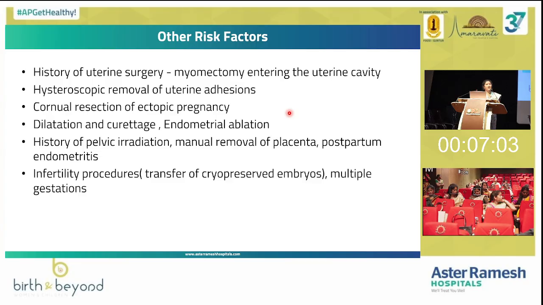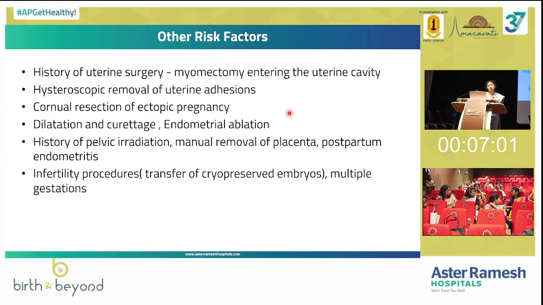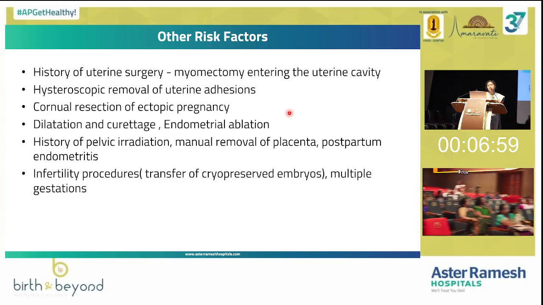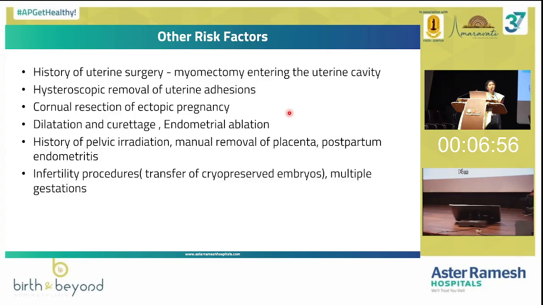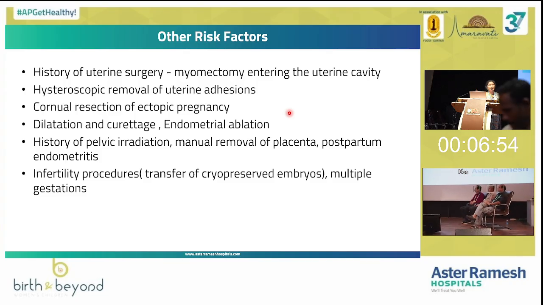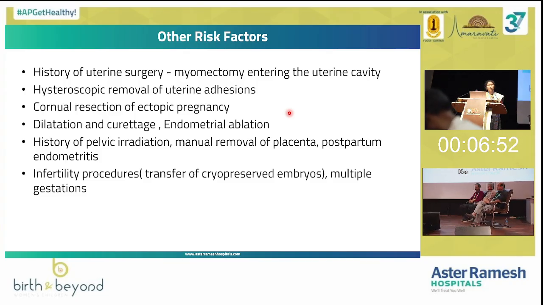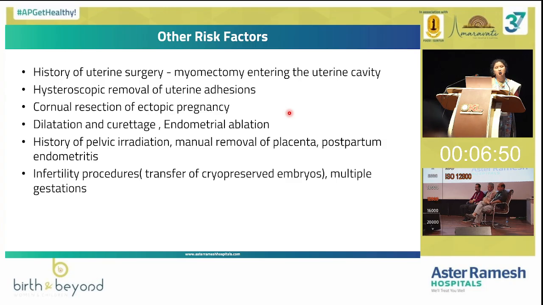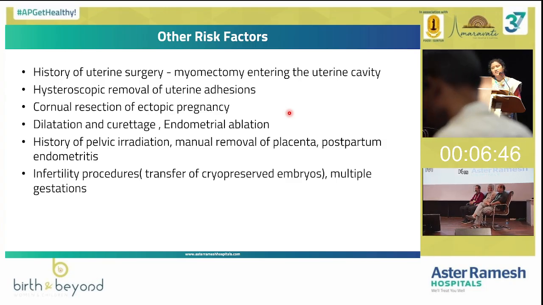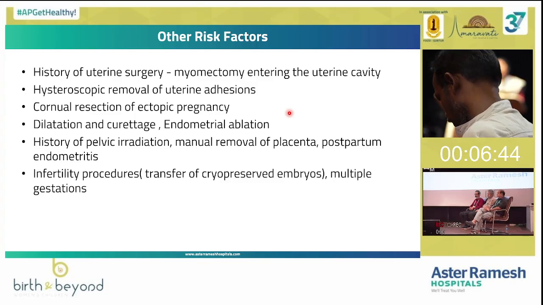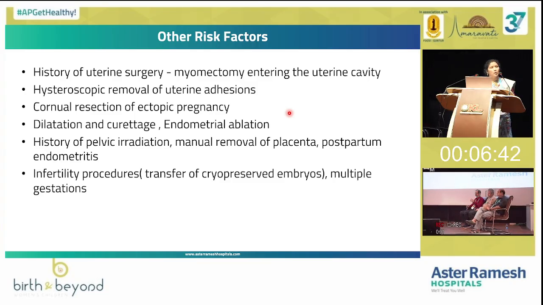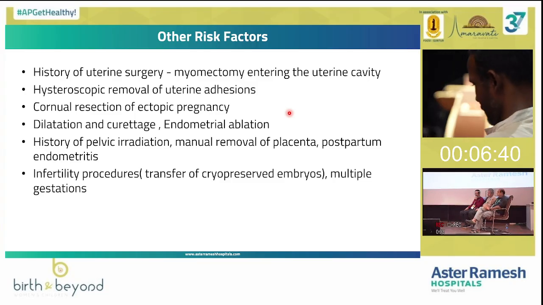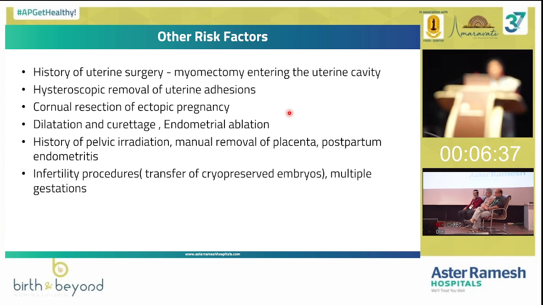Other risk factors, other than previous caesarean section, are any history of uterine surgery, like myomectomy if we are entering into the uterine cavity, hysteroscopic removal of uterine adhesions, cornual resection of ectopic pregnancy, any D&Cs and endometrial ablations, pelvic irradiation, postpartum endometritis, and there are studies that transfer of cryopreserved embryos also leads to placenta accreta.